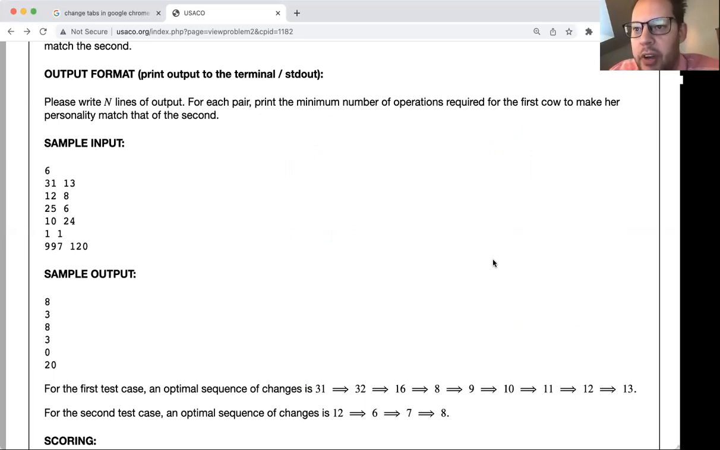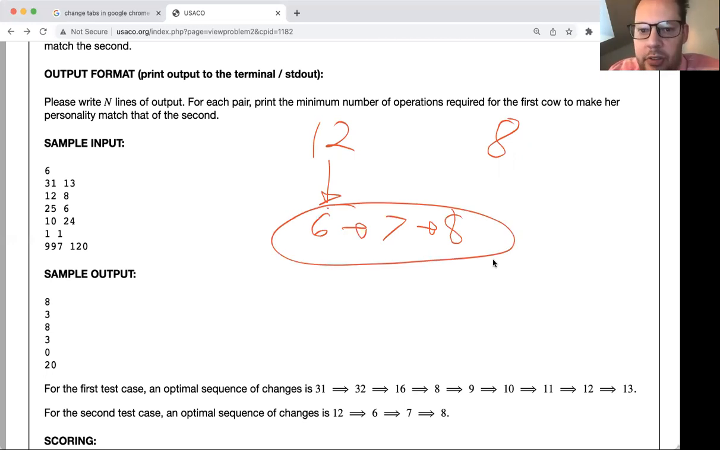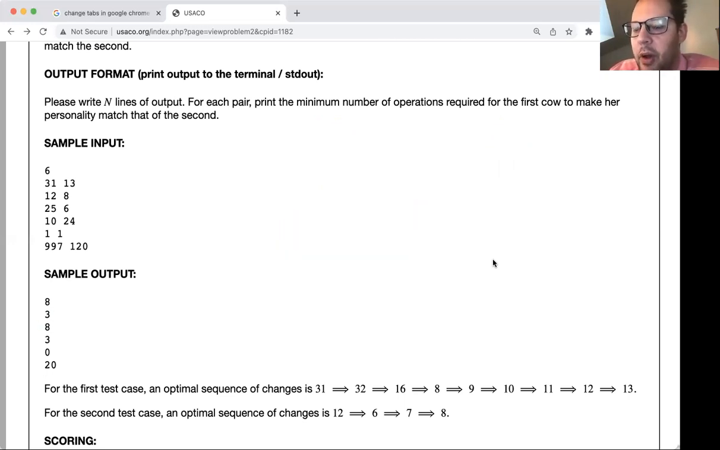Let's look at 12 and 8. 12 divided by 2 is equal to 6. And then you could plus 1 to become 7, plus 1 to become 8. And then I've got 3 operations, and that's 3 right there. This problem isn't as simple as you might think, though. For example, let's say I have 12 and 20.